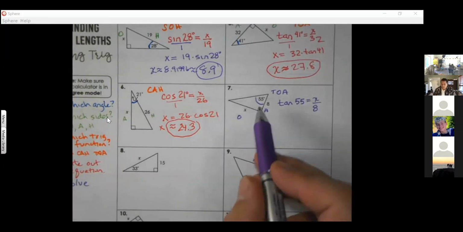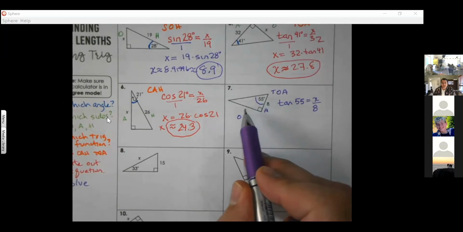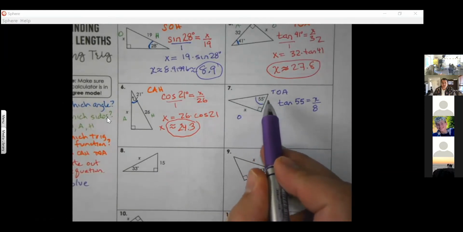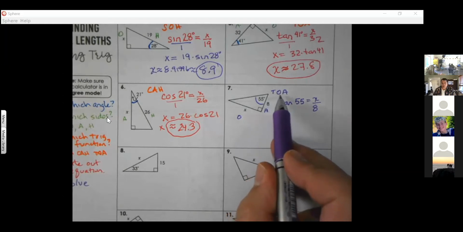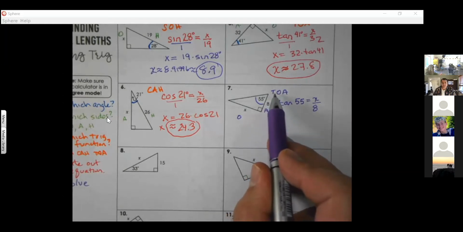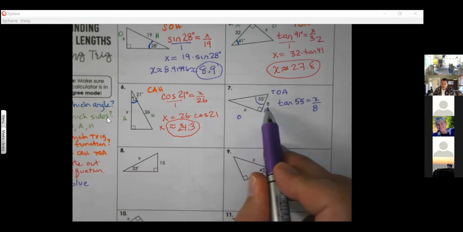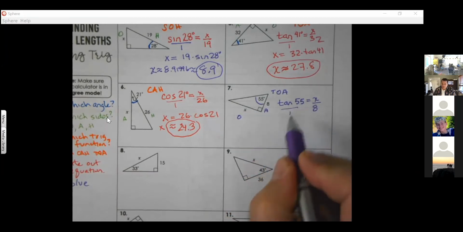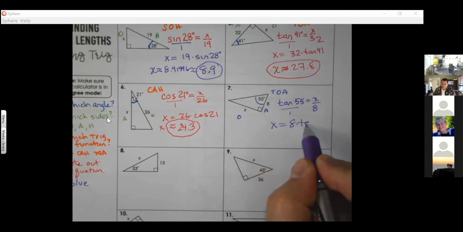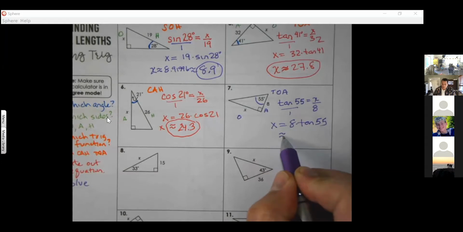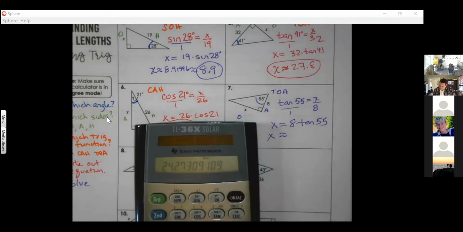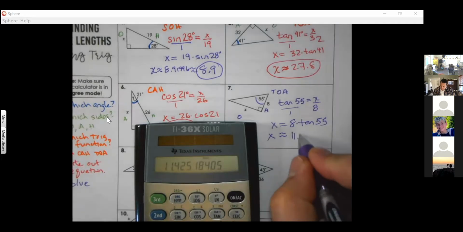All right. Hopefully you identified the angle, saw that x is opposite it, 8 is adjacent, not the hypotenuse. Therefore, it's OA. So we call it TOA, which means it's tangent. Always, always, always after the trig function comes 55 degrees, and then it would be opposite over adjacent. This can be solved by cross multiplying. And we plug that into our calculator. 8 times 55 tangent, and then equals 11.4.